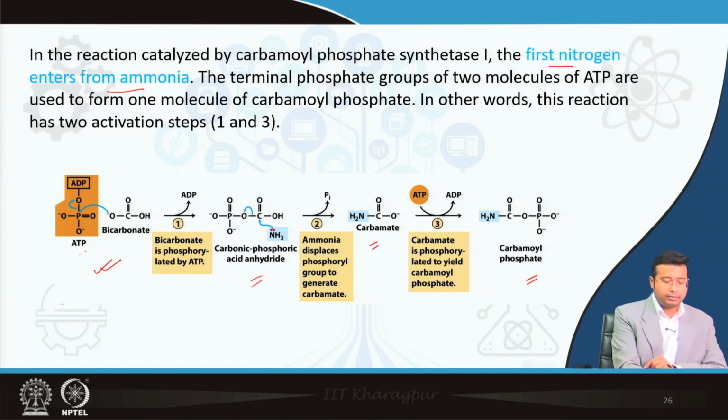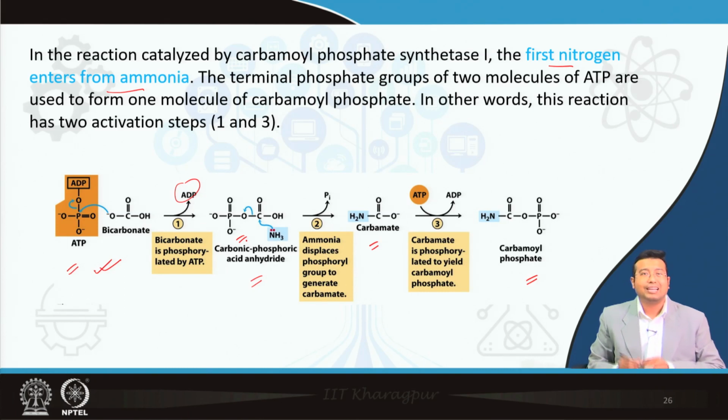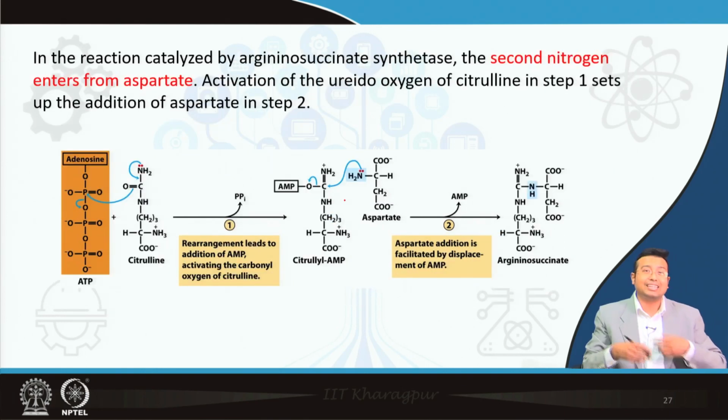So, first ATP is required here, ADP is generated and one phosphorylation is happening, and then another phosphorylation is happening after that initial phosphate has been replaced by ammonia. Okay. What is the next reaction?